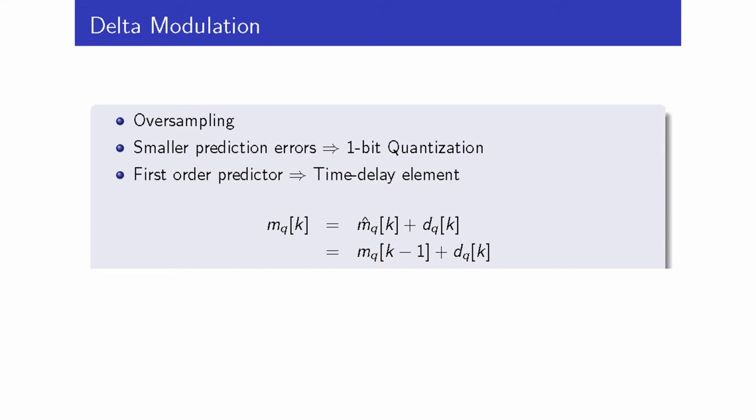In delta modulation, we have a very special case in which we have a one-bit quantizer or a single-bit quantizer. So we have quantization using only one bit, which means that we will have only two levels. However, in order to have two levels, that means that the signal that will be quantized should be very small in amplitude so that it can be quantized in only two levels. So in order for that signal to be very small, and of course we are talking about the difference signal, that difference signal should be very small.